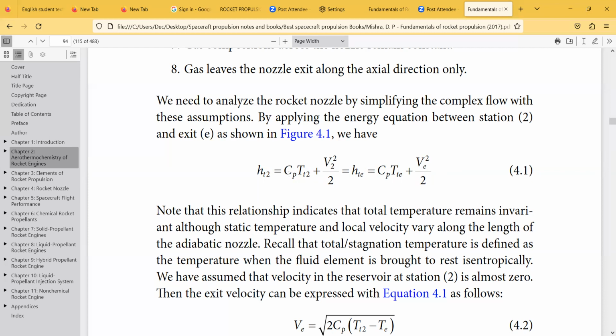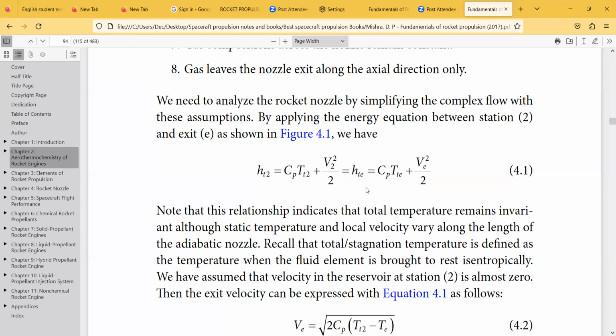At the entrance region, combustion chamber temperature is considered. At exit, it is almost at ambient temperature, so this component is negligible at the exit. But they compensate each other. This is kinetic energy, just kinetic energy, V squared over 2. Okay, so the kinetic energy relation.